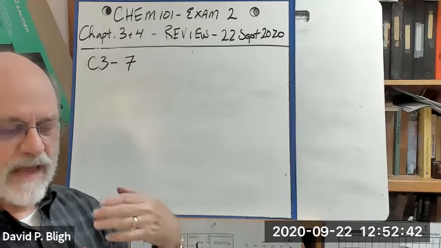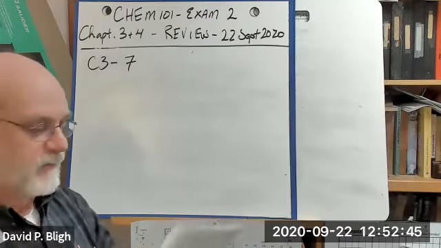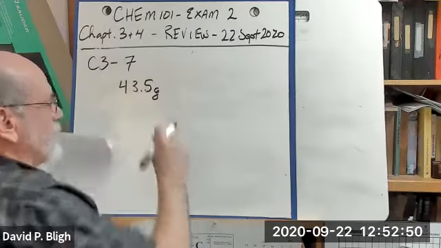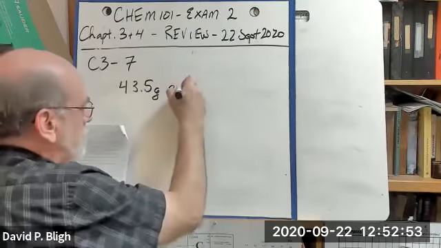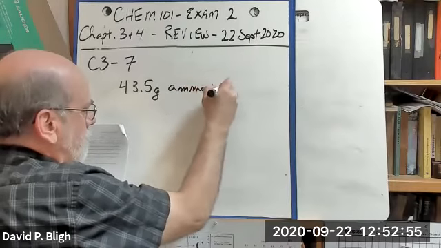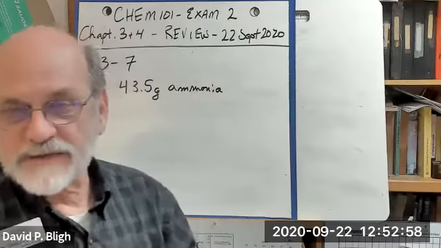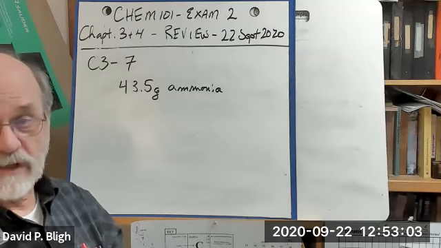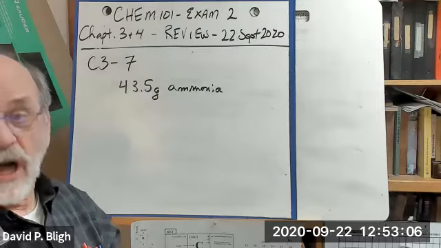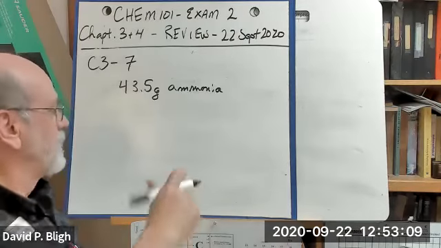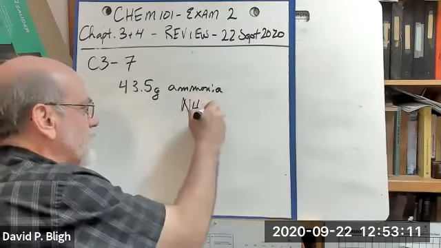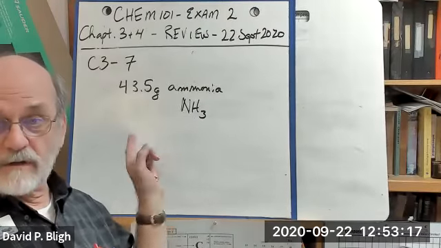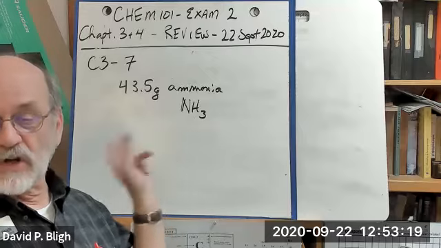A sample of ammonia has a mass of 43.5 grams. Okay, 43.5 grams of ammonia. What's wrong with that statement? Have we ever told you what the formula for ammonia is? You know what ammonium is because it's a polyatomic ion. Ammonia is this one. So in this case, if you get that problem on the test, you have my permission to look it up.